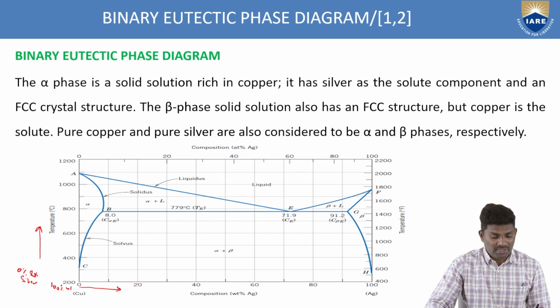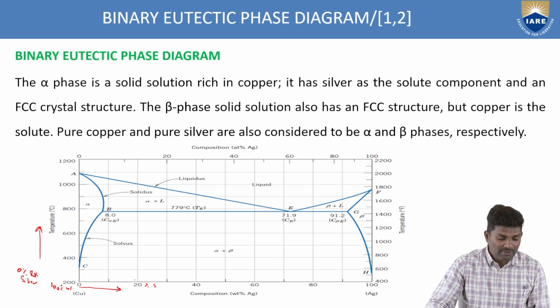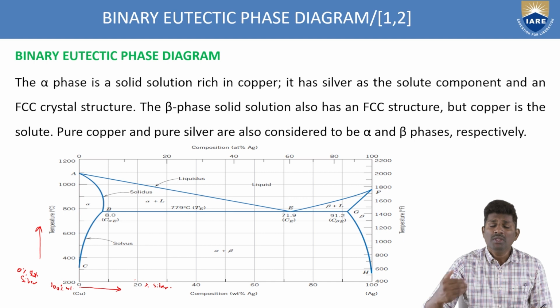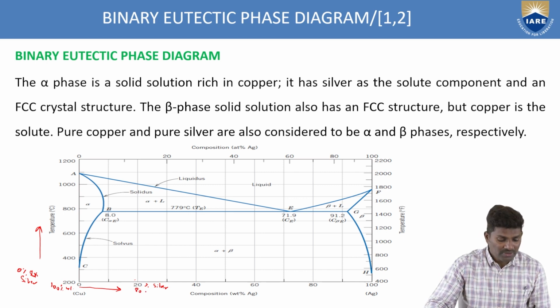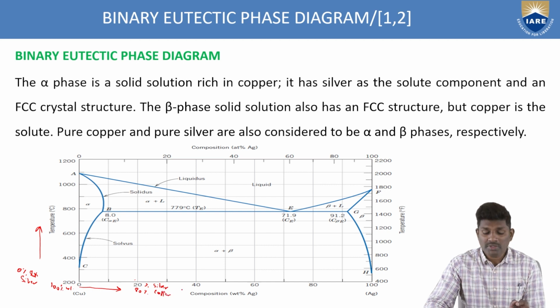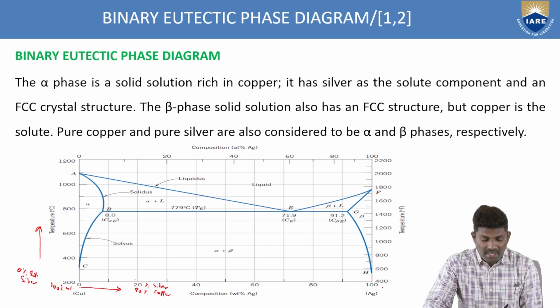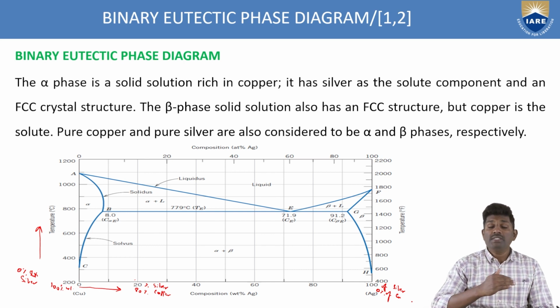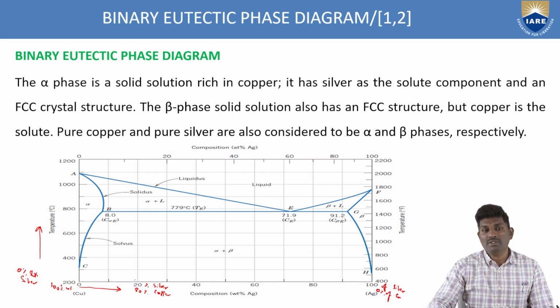Why? Because at any point, if you see here 20% of what? 20% of silver. So what is the remaining percent? It has to be 80%. So 80% of the copper should be there. Like this, if you go on, it reaches 100% of silver and 0% of copper. So this is how you have to represent the x-axis with the composition of silver as well as copper in this direction, and along the y direction we are taking the temperature.